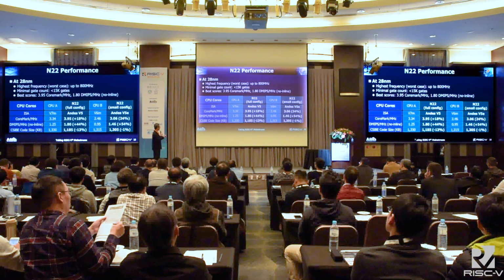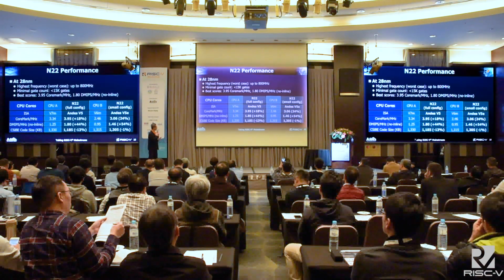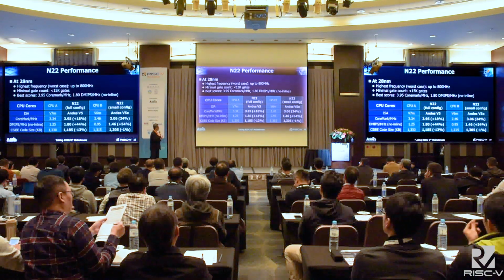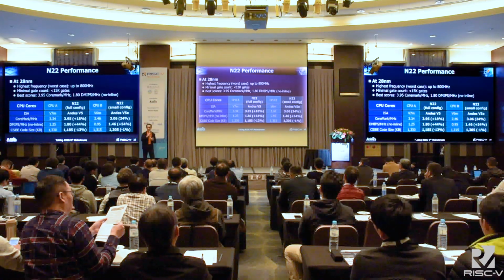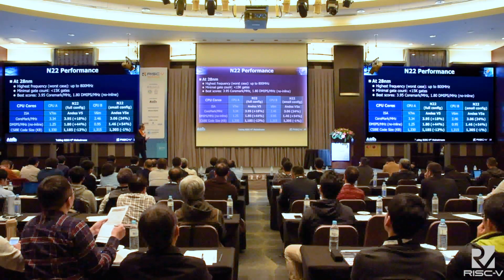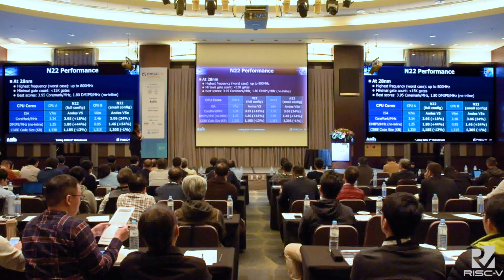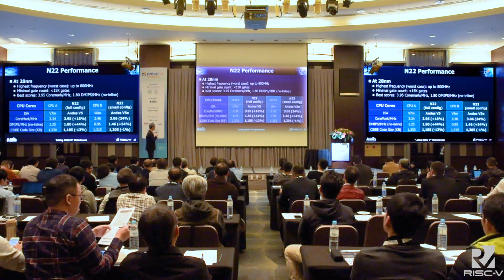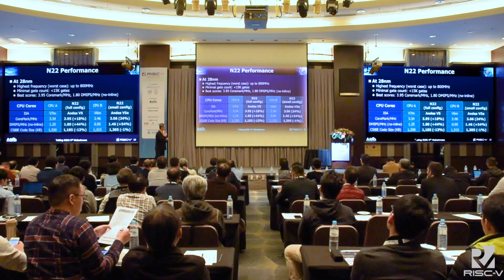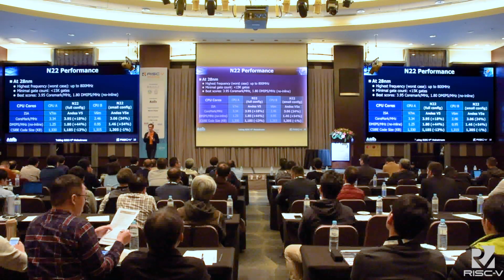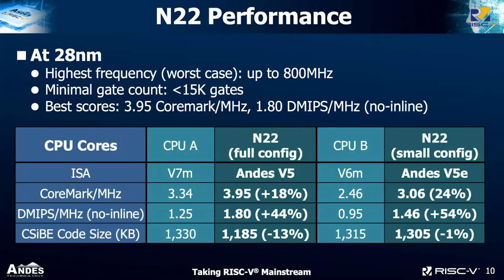So compare with CPU A, which is V7M, you can guess what it is. And we have a full configuration, which is AndeStar V5. So for CoreMark, we have about 20% margin over that CPU. And in a smaller configuration compared to another smaller core, it is about 24%. So it's very good. And Dhrystone is even better, but Dhrystone you can only use as a reference because it's a very small benchmark.